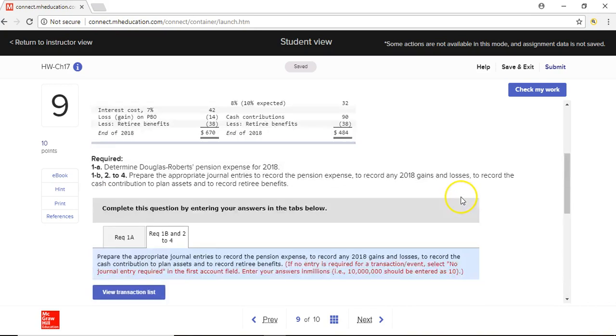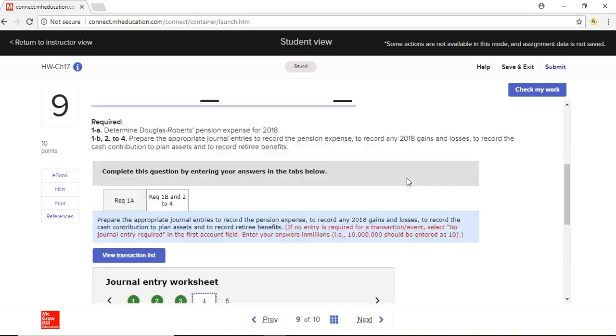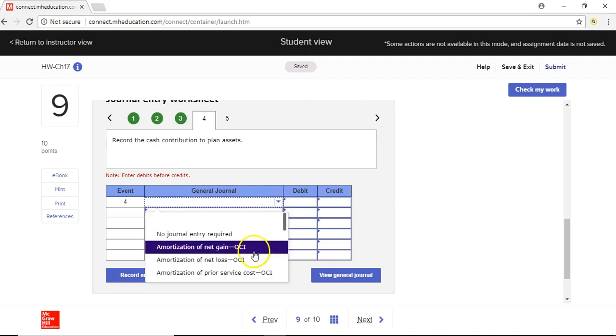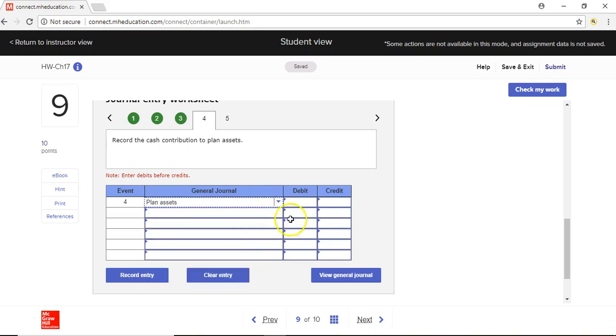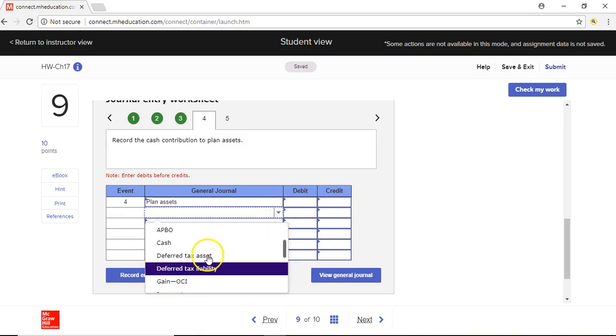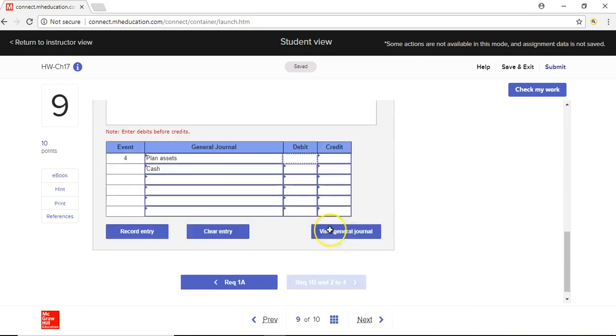Record the cash contribution to plan assets. So the employer deposited $90 million to the plan assets for employees. That is a decrease of cash and an increase of plan assets. So debit plan assets and credit cash for $90 million.